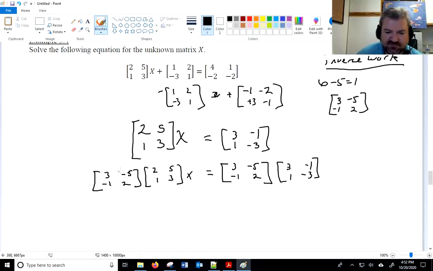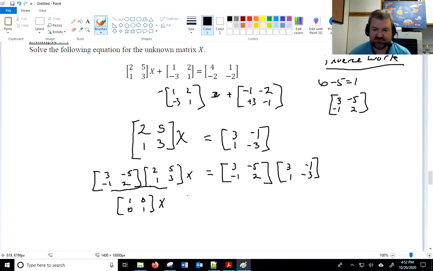So 3 times 2 is 6. Going in this row with this column, negative 5 times 1 is negative 5. So 6 minus 5, can we just say that that is a 1? Now this row in this column. 3 times 5 is 15. Minus 15 is 0. Negative 1 times 2 is a negative 2, but plus 2 is 0. Negative 1 times 5 is negative 5. Plus 6 is 1. So that's what these two multiply to. They multiply to 1, 0, 0, 1. On this other side, we get 3 times 3 is 9. Minus 5 is 4.